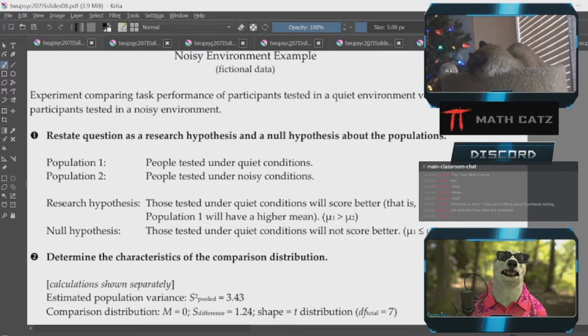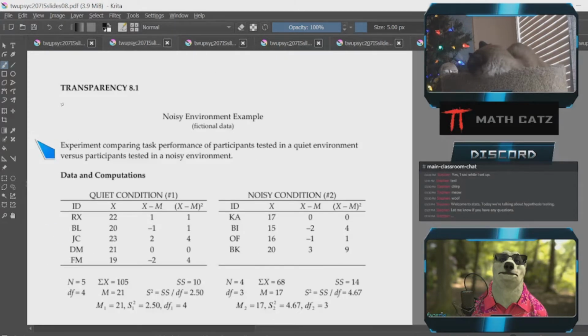Let's have a look at how each sample can be pooled together to estimate the variance as accurately as possible. So for the quiet one, we have 5, our degrees of freedom is 4, one less. We get a sample mean here, and we get our sum of the squares, our variance for this group, 2.5. Put a line under that.